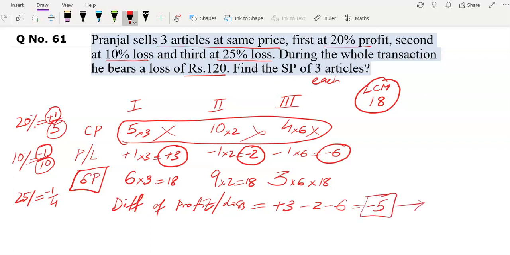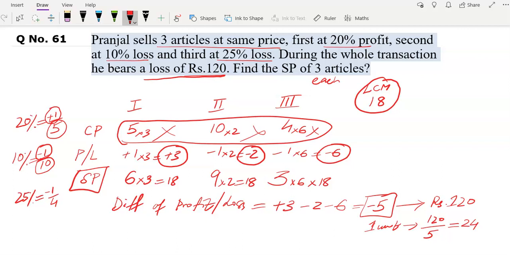Now this minus 5 represents a loss of rupees 120. 5 units represents 120. So 1 unit will represent how much? 120 divided by 5. 5 2s are 10, 5 4s are 20. So 1 unit represents 24.